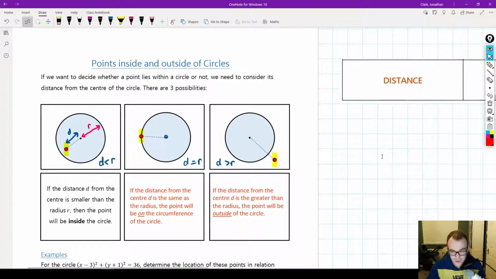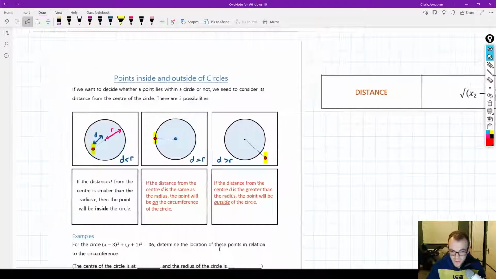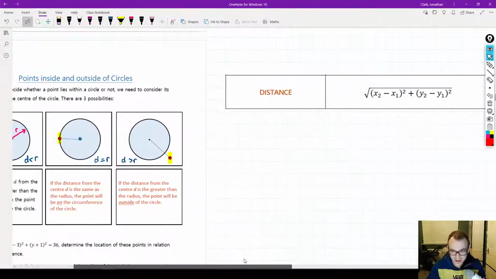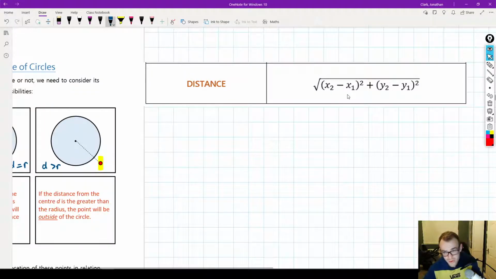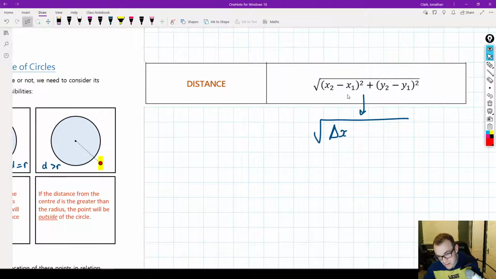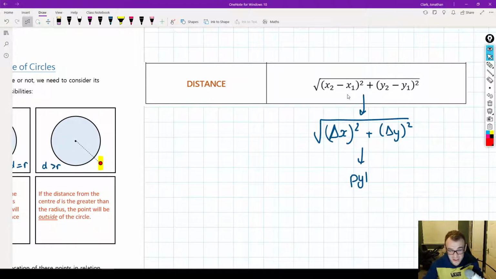Okay. So we're going to be using the distance formula as well. If that has passed you by, you can't remember it, here's the distance formula from coordinate geometry. You may have also seen it written like this: change of x squared plus change of y squared. Or you might have just said this is basically just Pythagoras. However you do it, doesn't really matter.